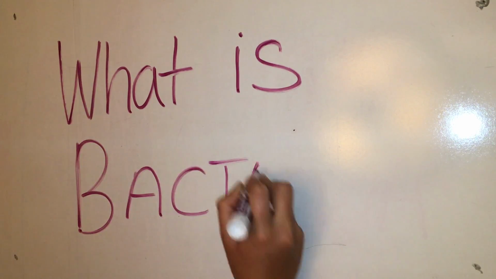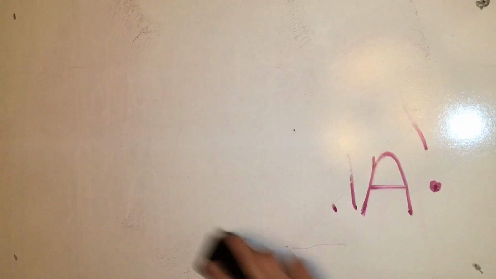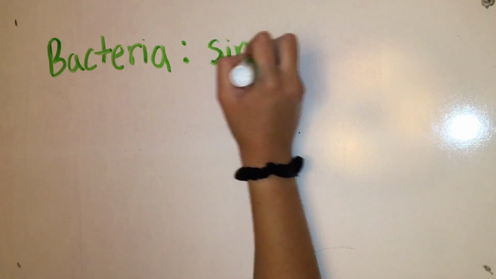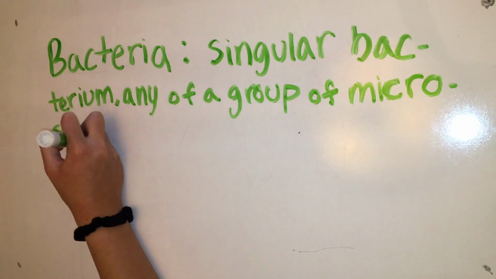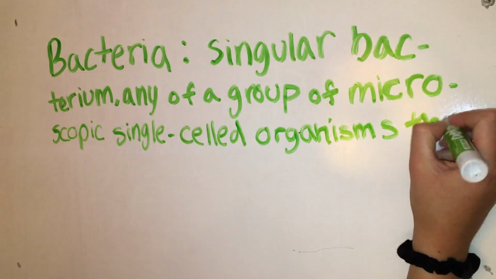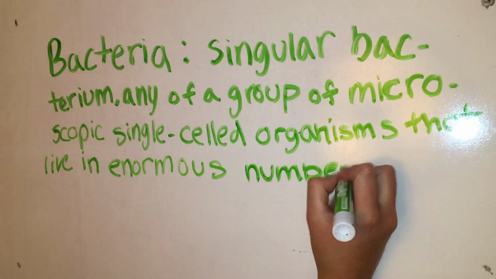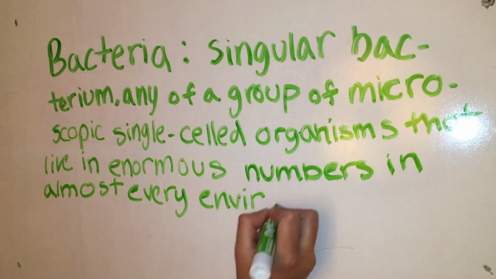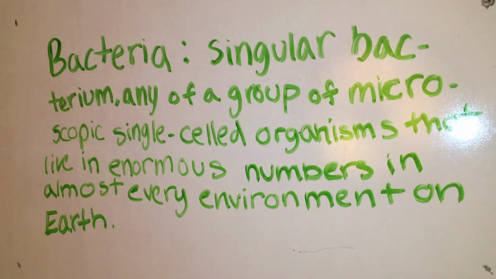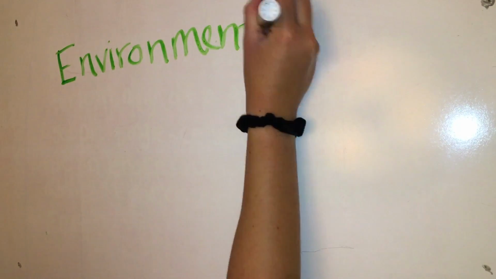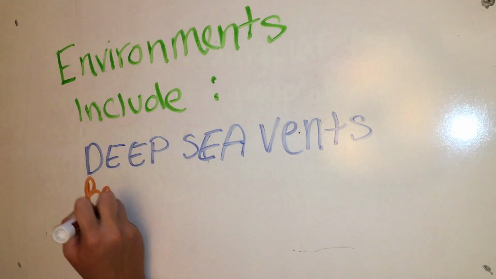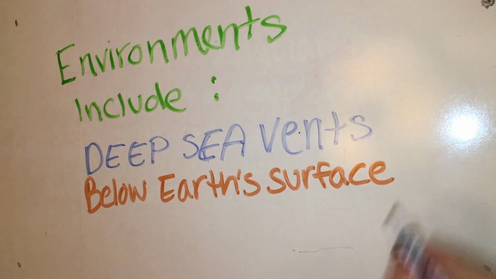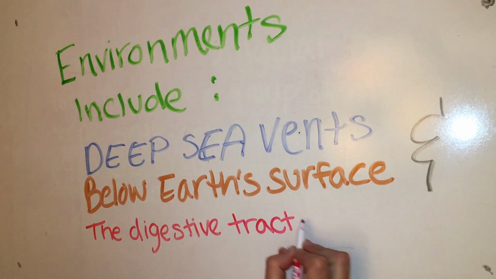What is bacteria? Well, according to current knowledge, bacteria is a singular bacterium. It can be any of a group of single-celled organisms that live in enormous numbers in almost every environment on Earth. Bacteria is known to live in diverse environments such as deep sea vents, beneath the Earth's surface, and of course, inside the human's digestive system.